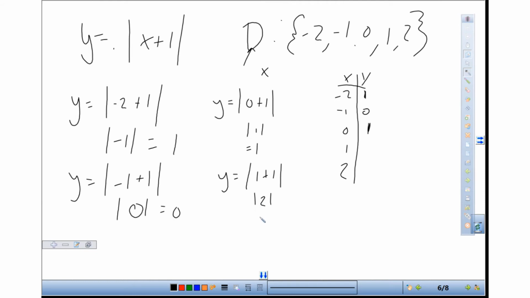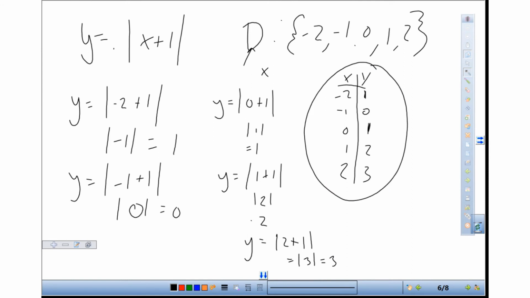Take the absolute value of 2, that is 2. Remember, the absolute value makes things positive, right? We're talking about distance, so it cannot be negative. When we plug 2 in, we get the absolute value of 2 plus 1, which is 3, because it's going to be positive. So here's our t-chart. And with this t-chart, we're going to go ahead and graph that now. So let's go to the next page here and graph that.